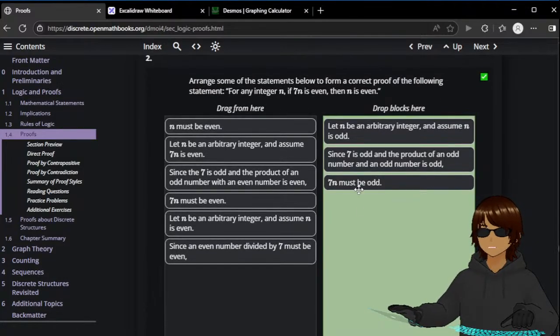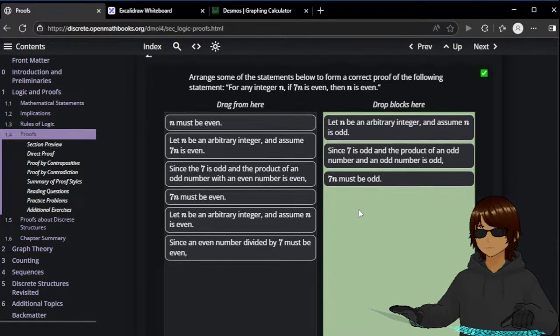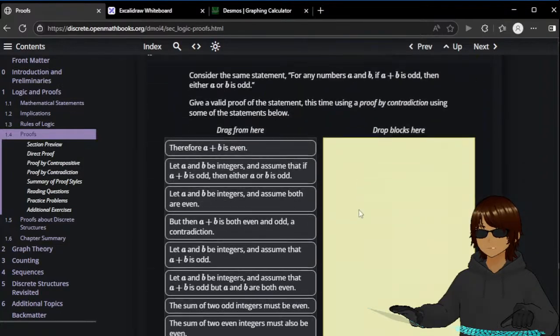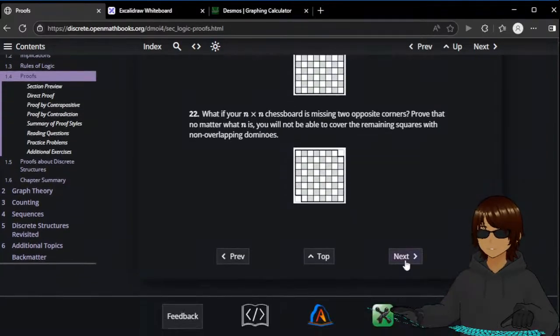We're proving the contrapositive, right? Okay, we'll just go to the next chapter then.